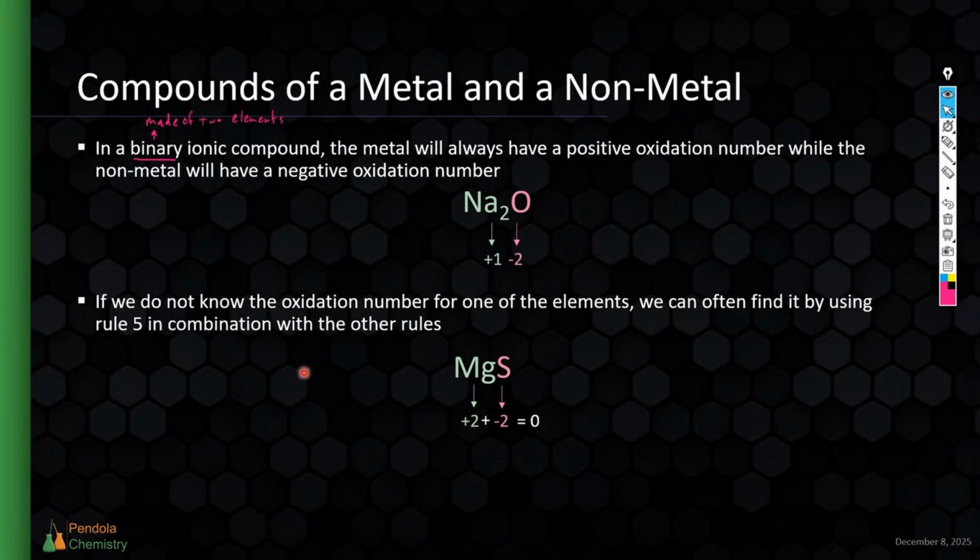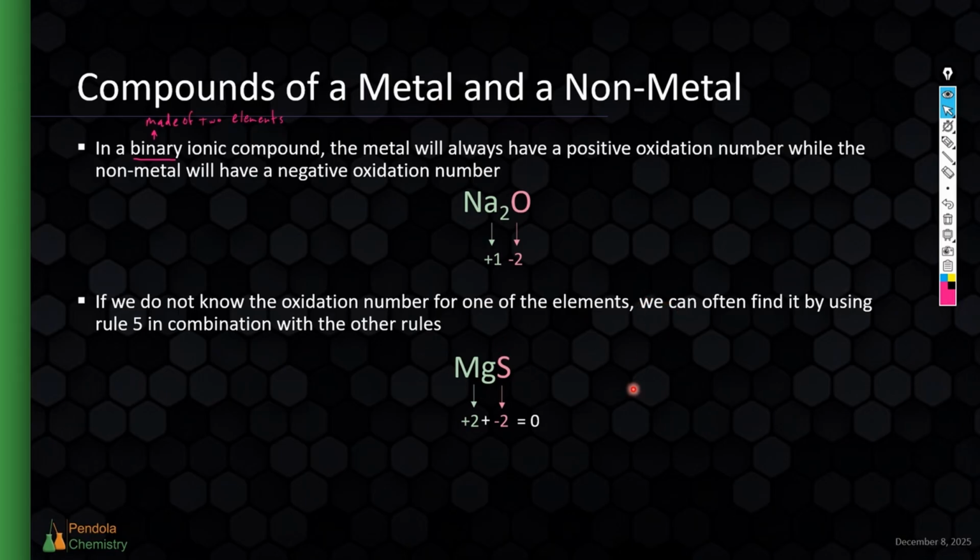So both of these are examples of what we can do when we're faced with binary ionic compounds. Either both of the elements will have a rule associated with them, like sodium and oxygen, or we will have a rule for one of the two elements, like here with magnesium, and then we'll figure out the other element, like sulfur, by using rule number 4 or 5, where we use the addition of the oxidation numbers, which have to be equal to, in this case, 0, because this is a neutral compound.